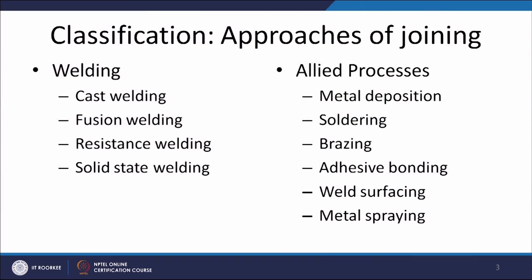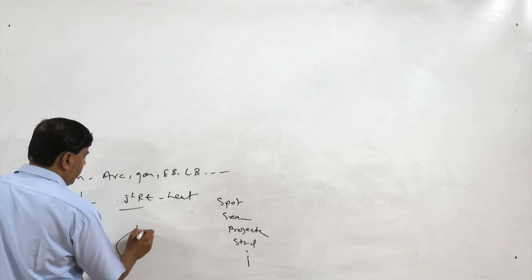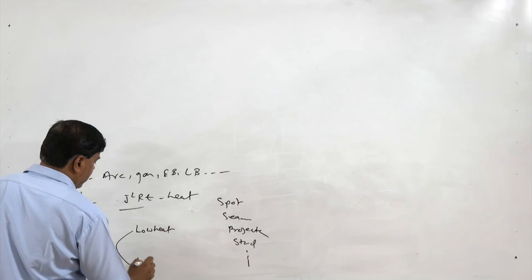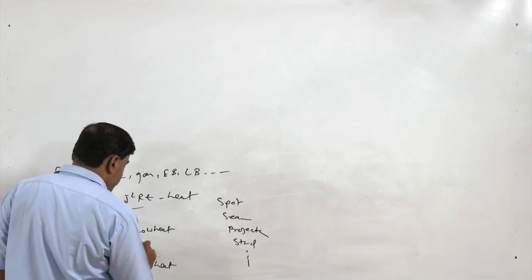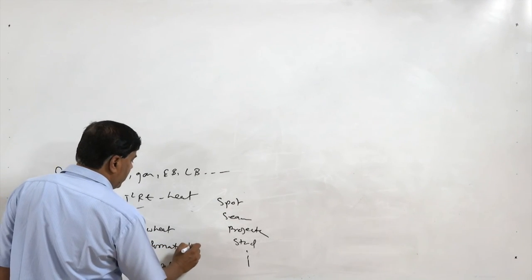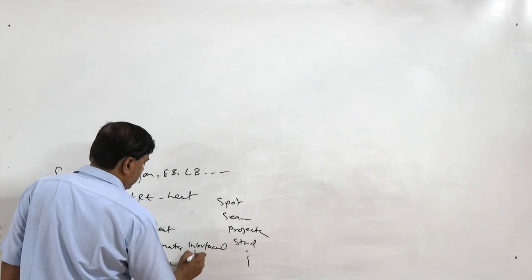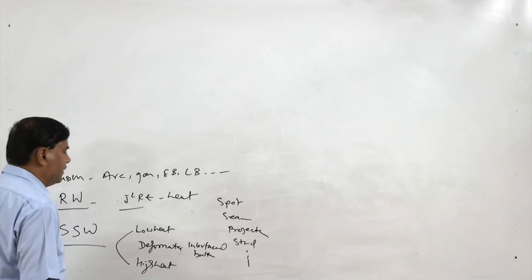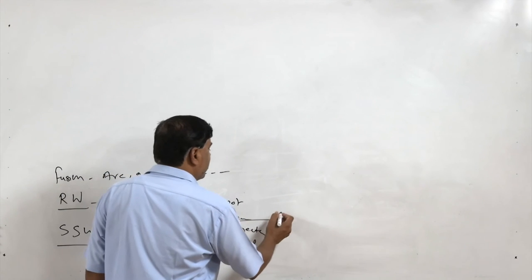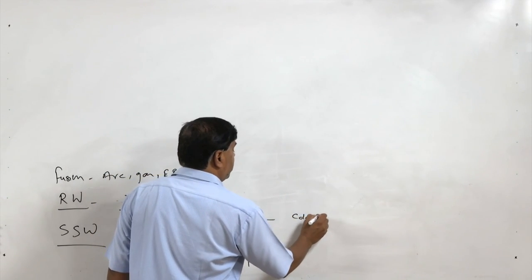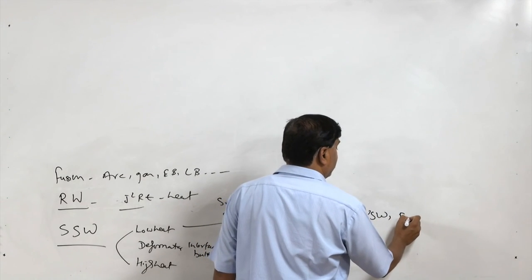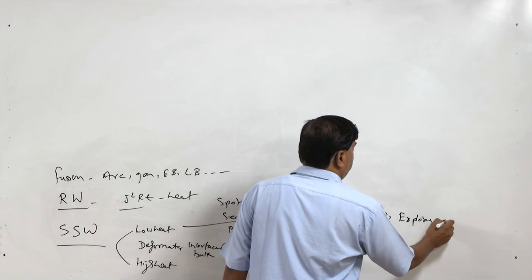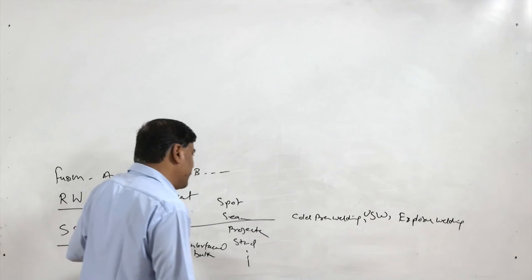And then solid state welding processes. Solid state welding processes involve two categories, where either low heat generation or high heat is involved. Basically, the solid state joining processes use deformation. Now, this deformation may be interfacial or it may be bulk. In case of interfacial deformation, very limited heat is generated. So in this category, like cold pressure welding, ultrasonic welding, explosion welding, mainly interfacial deformation is involved, and very little heat is generated.